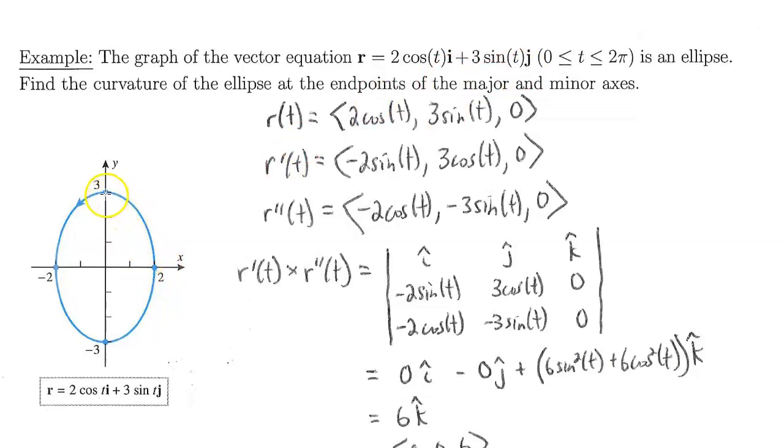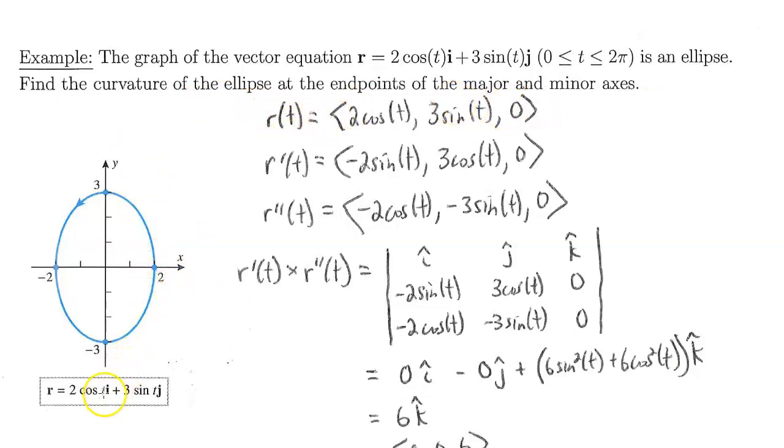T equals pi over 2 would correspond to this point, and then t equals pi would be here. T equals 3 pi over 2, and so forth. But as t runs from 0 to 2 pi, this curve would be traced out, and it would do one complete revolution here. Okay, but it's an ellipse. Okay, find the curvature of the ellipse at the endpoints of the major and minor axes.